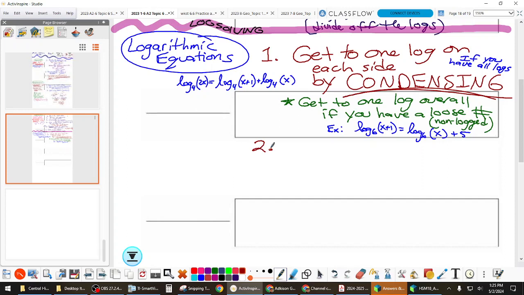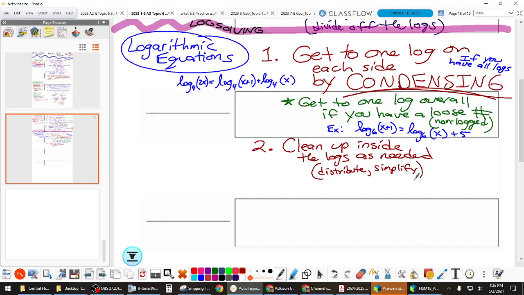Alright, number two. Once you have those logs down to one log, you need to maybe clean up in there. So we're going to say as needed, because you may not need to do that. In the example we just did, we had to distribute, or maybe you have to simplify if it happens to be like the quotient property. So clean up. Would you like examples of that?